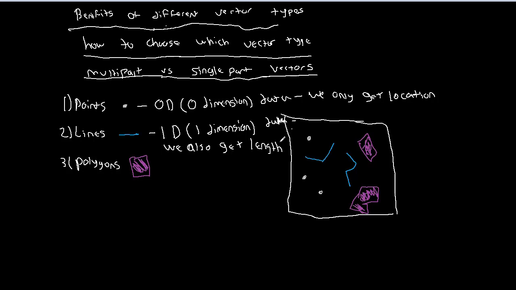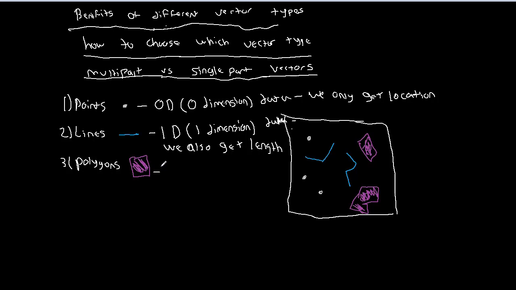length. So if we represent something with a linear vector type, by virtue of the way that we construct it, we're able to get the length of whatever that object is just by virtue of the geometry, not any attributes, not any additional information that we're bringing in. Just by virtue of the fact that we have more than one coordinate, we can calculate the length of that object.